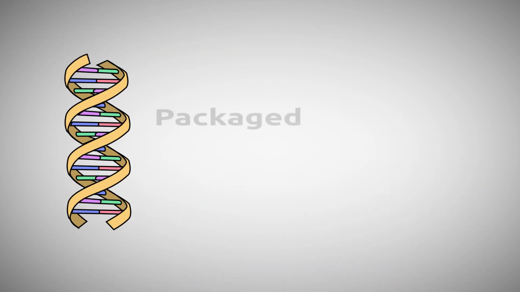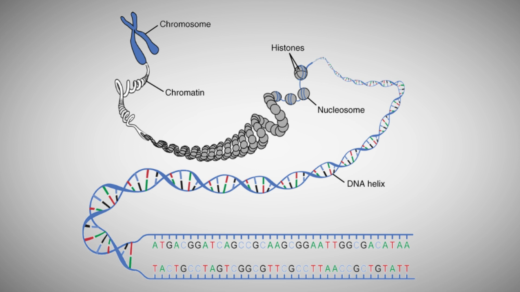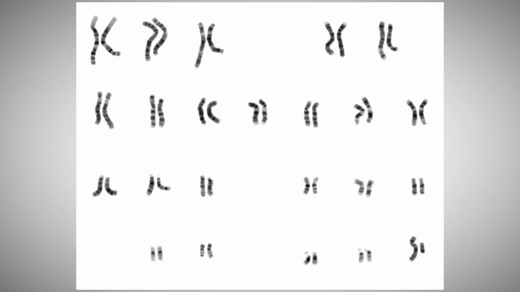This DNA is packaged around proteins called histones, and depending on how tightly wound it is, it can either exist as chromatin, which is not as tightly wound as chromosomes. Now, in our human cells, we have 23 pairs of chromosomes. Found within these 23 pairs of chromosomes is 3 billion base pairs of DNA.